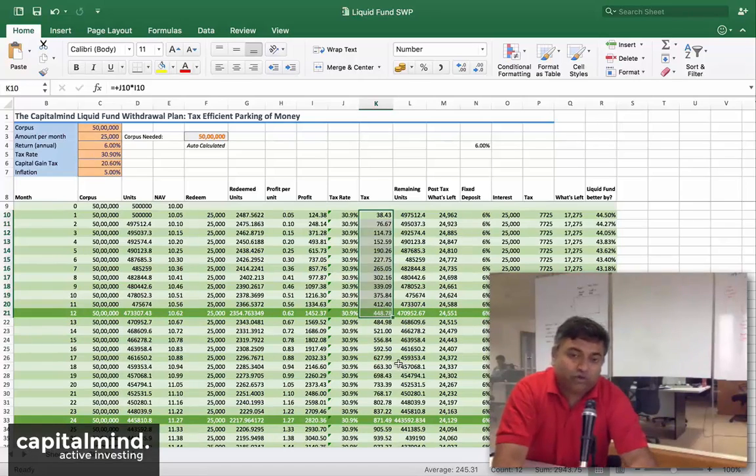So there's 2,943 rupees. This is all you've paid in tax, and you've taken out 25,000 rupees a month. That's 300,000 rupees a year. And yet the total amount of tax you've paid is 2,943 rupees. That's it. Versus if you do the same calculation for a fixed deposit, you paid 92,700. That's 30% of the amount you've taken out. The difference is enormous. 3,000 versus 92,000.